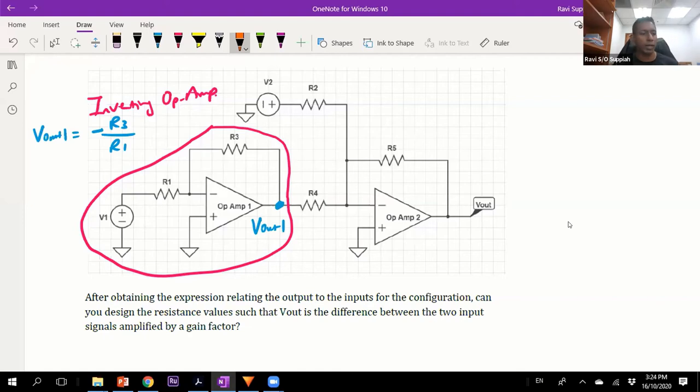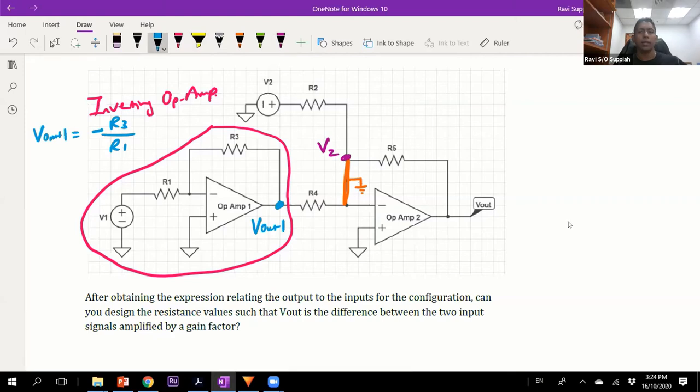So fine, we apply the same golden rules as before. We say that V plus and V minus are the same. As you can see, this is a short circuit point, which means both these points are the same. And since V plus is grounded, this whole point here is also grounded. So with that, we can define a node over here. Let's just call this V2, for example. V2 is already grounded, which means I can now just apply node analysis to this node V2.